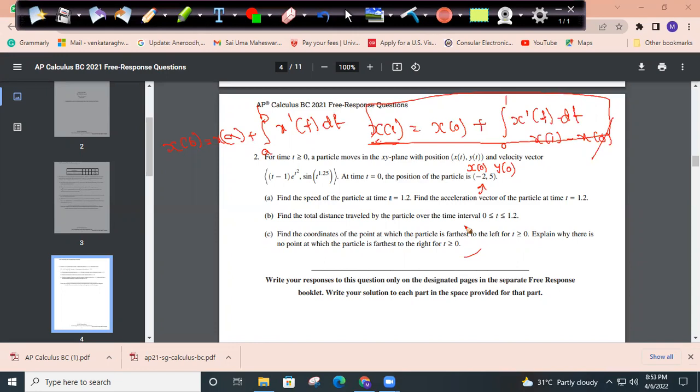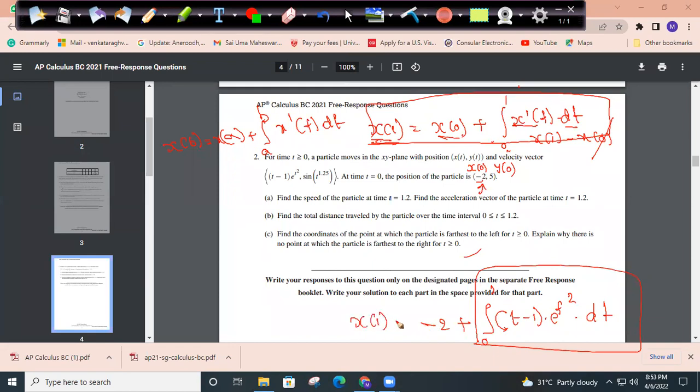What they're asking me is to find the value of x of 1 and y of 1, the coordinates at t equal to 1. So how do you find x of 1? X of 1 is given by x of 0 plus integral of 0 to 1 x dash of t dt. So x of 0 is minus 2 plus integral of 0 to 1. What is your x dash of t? T minus 1 into e power t square into dt. You do this, you get some value, add minus 2, you'll get x of 1. You just need to know this, simple. Even the third one is not difficult here, but you need to use your brain. To find the coordinates, first find the critical point, then minimum or maximum, then find x of 1.